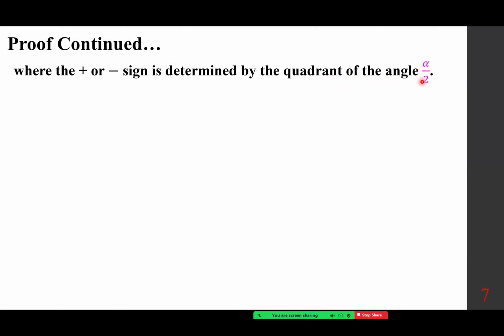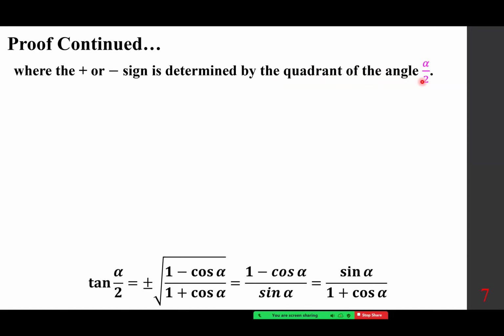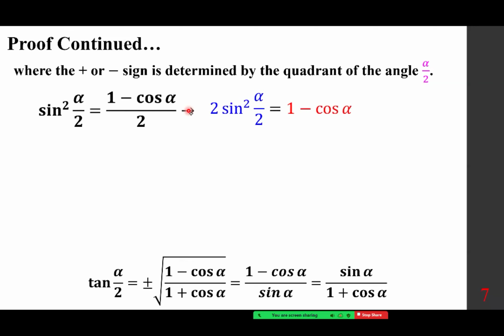So that we showed, we're going to look at these two also. So we showed that sine squared of alpha over 2 was 1 minus cosine alpha over 2. So if I multiply both sides by 2, I can put the 2 here. 2 sine squared alpha over 2 is equal to the numerator, 1 minus cosine alpha.